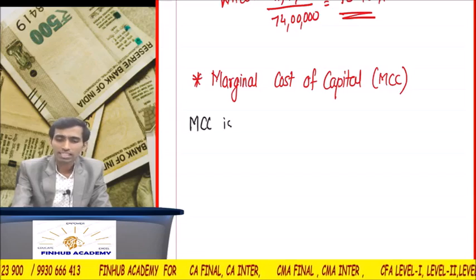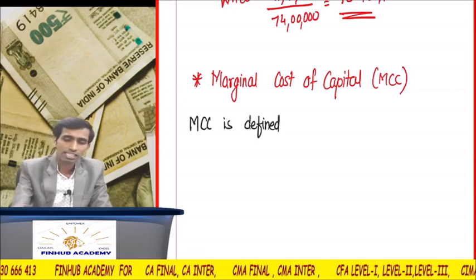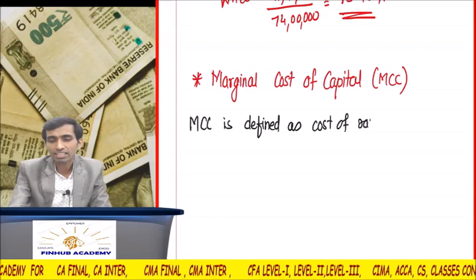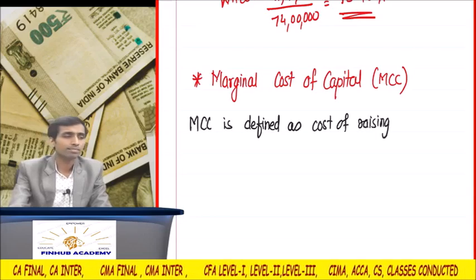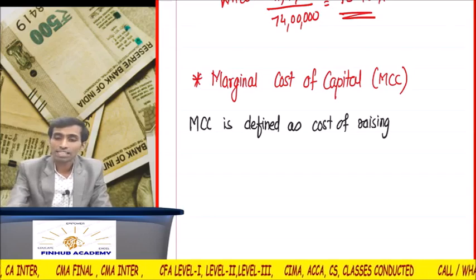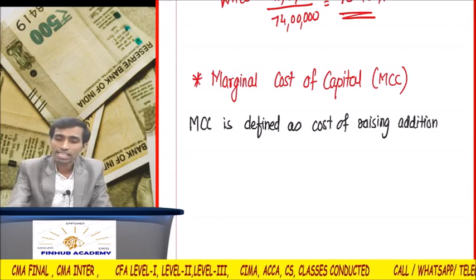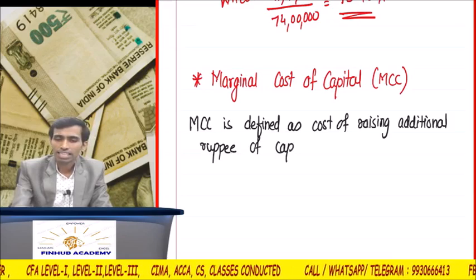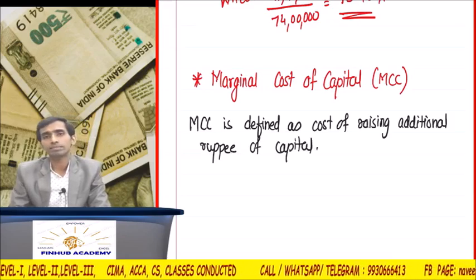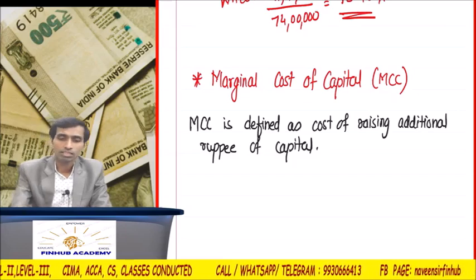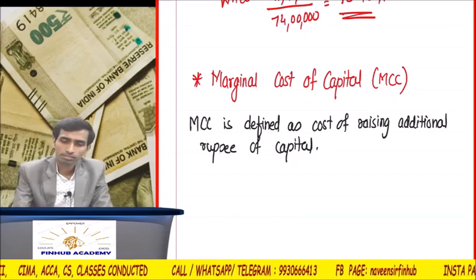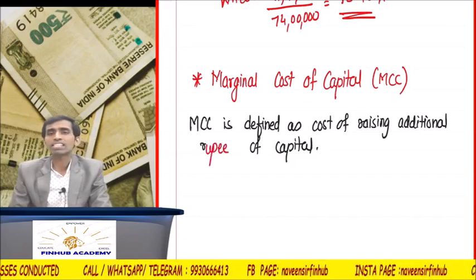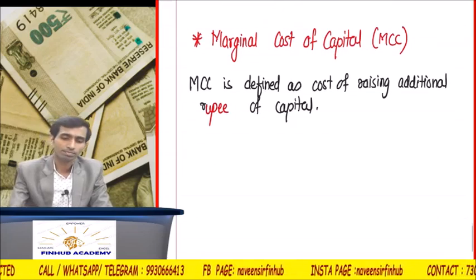Shortcut. MCC is defined as cost of raising cost of raising additional rupee of capital. Spelling is wrong. Additional rupee of capital. Done.